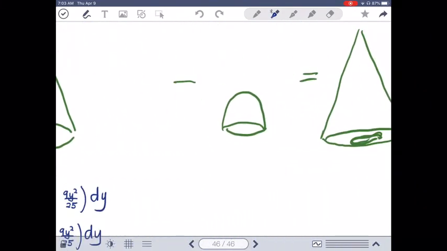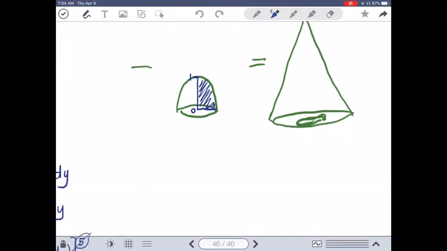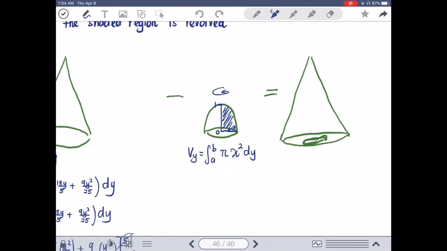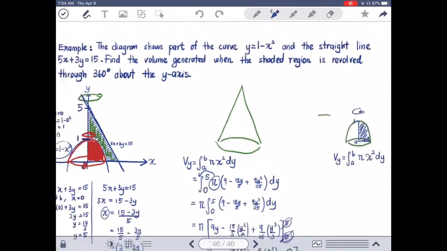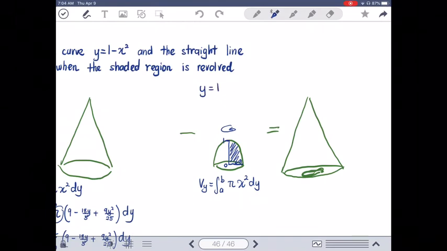So if I draw here, this is from 0 until top here, 1. So again, if you want to find the volume, we can use turning around the y-axis. So we use the formula Vy equals integration from a to b of pi x squared dy. Now, do we have our x squared? Okay, the formula for the curve is y equals 1 minus x squared.